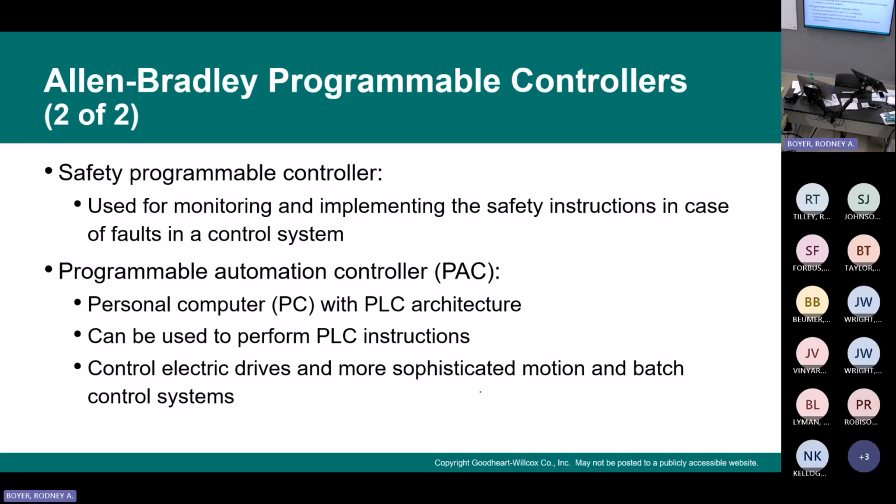Programmable automation controller, or PAC. It is a personal computer with PLC architecture. It can be used to perform PLC functions and control electric drives and more sophisticated motion and batch control systems. If you're talking about a PAC, you're probably in a brewery or a refinery or a nuclear facility, pharmaceutical, that sort of thing. They use PACs in those.